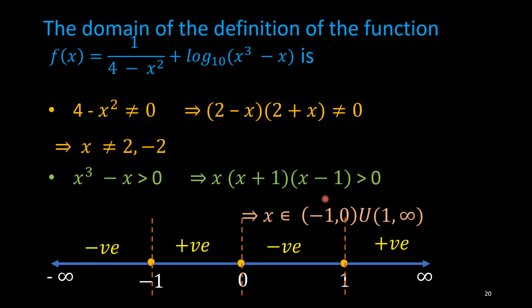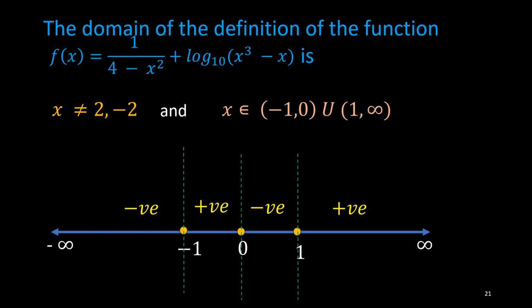So this is the case for this log 1. Now we need to combine these two. I have two terms. I have already got that x cannot take these two values, 2 and -2, and x can take these values, -1 to 0 and 1 to infinity. Now I need to combine these two, okay, this and this one. So already I have got this region, okay. So this is the positive region for the log function.